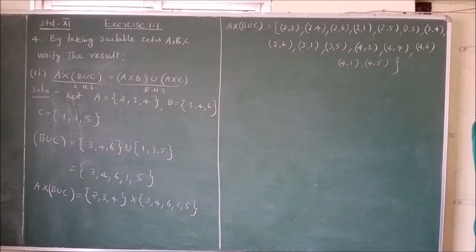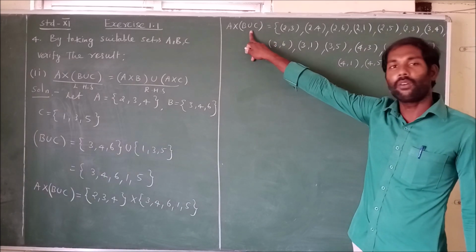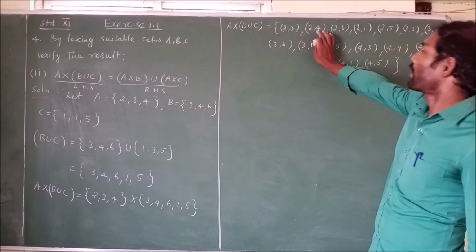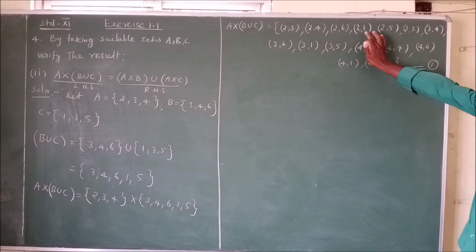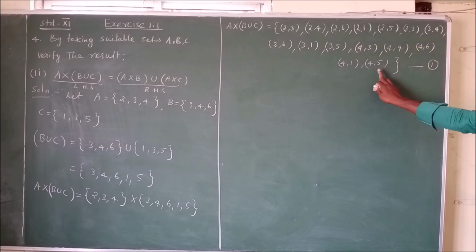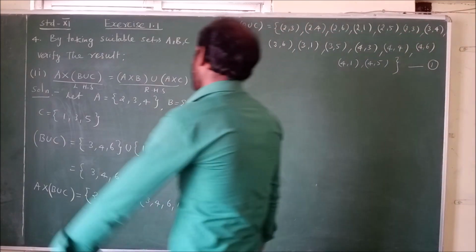This is the LHS, left hand side, of equation number 1. The value of A cross (B union C) is nothing but 2 comma 3, 2 comma 4, 2 comma 6, 2 comma 1, 2 comma 5, 3 comma 3, 3 comma 4, and so on, to 4 comma 1, 4 comma 5. So now find the RHS term.